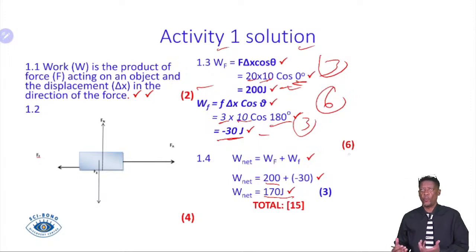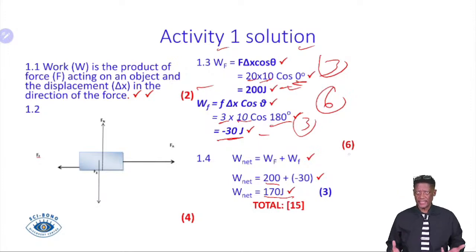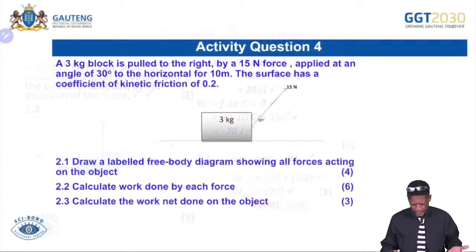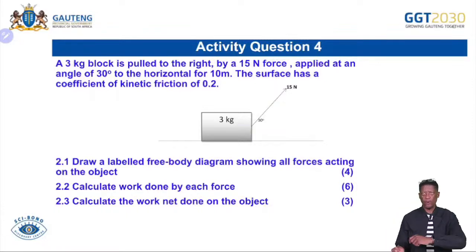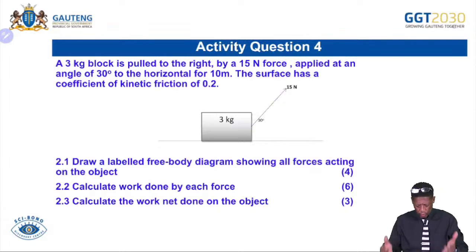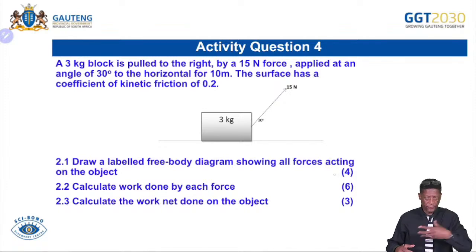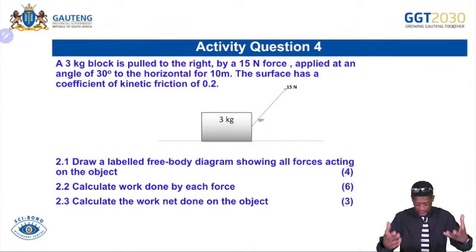You must know which angles to use. Because it's horizontal, it's the 0 and the 180, right? It's very important. The same question, but now the force is acting at an angle here, right? They can say, draw the free body diagram, depending on the marks. Then calculate the work done by each force, which is the friction and the one that's pulling on the right. Then 6 marks, and then you calculate the net, as we did in the other one.